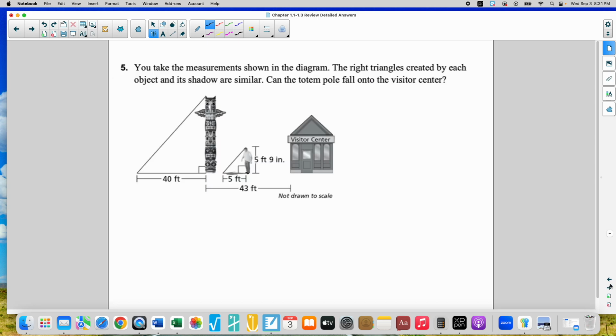All right, we got a totem here. We got a person. We got a visitor center. You take the measurements shown in the diagram.